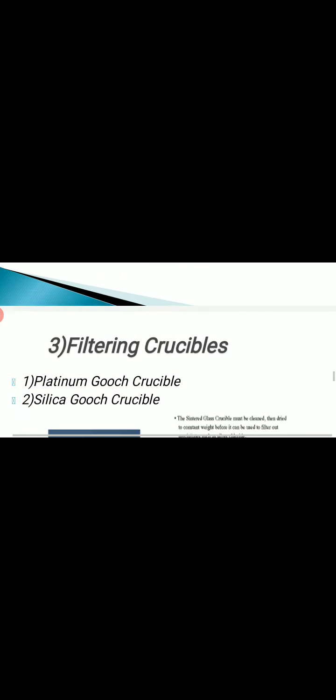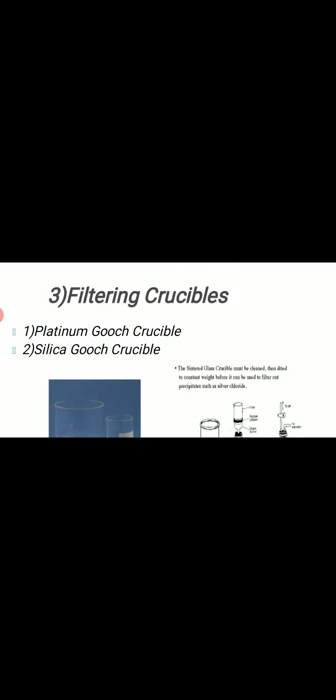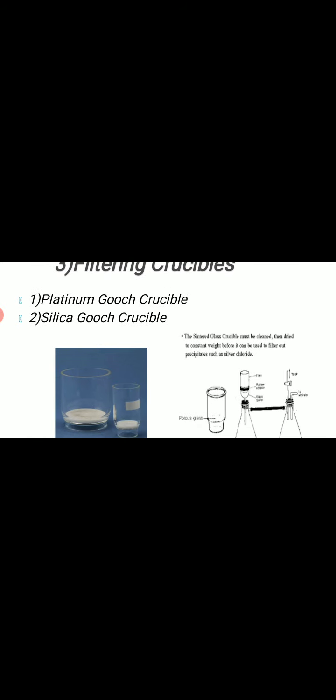So students, in the next point we are considering the filtering crucible. In the market there are different types of crucible available for filtration purposes. Based on the material from which they are made, they get divided into 3-4 types. In your syllabus there are 2 types of crucible that are useful. The first one is the platinum gauge crucible and the second one is the silica gauge crucible.